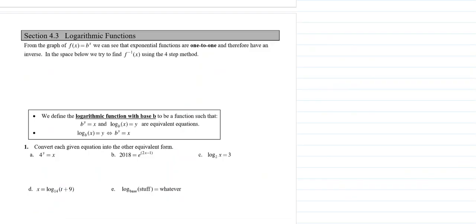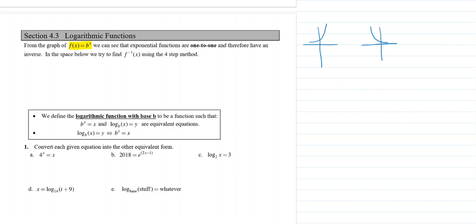So we officially start section 4.3, the study of logarithmic functions, by looking at the graph of f of x equals b to the x, and then seeing whether it's exponential growth or decay, it doesn't matter. This is what it would look like if b is bigger than 1. And remember, this is what it would look like if b is less than 1. No matter what, it's a one-to-one function. And it's going to have an inverse.